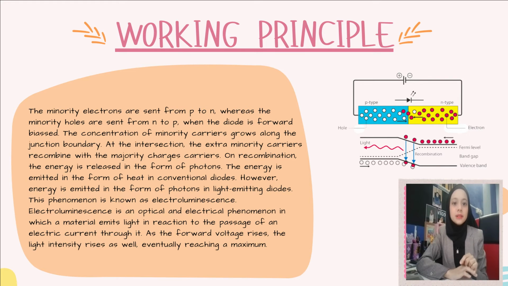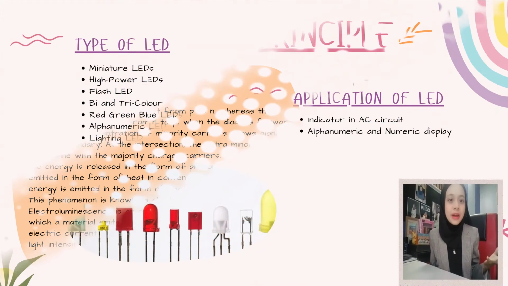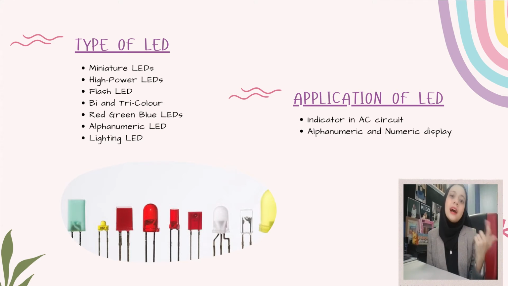On recombination, the energy is released in the form of photons. The energy is emitted in the form of heat in a conventional diode. However, energy is emitted in the form of photons in a light-emitting diode. Type of LED, we have miniature LED, high-power LED, flash LED, and many more. Application of LEDs is in AC indicators, alphanumeric and numeric displays.